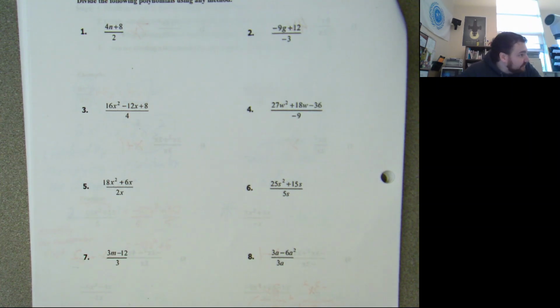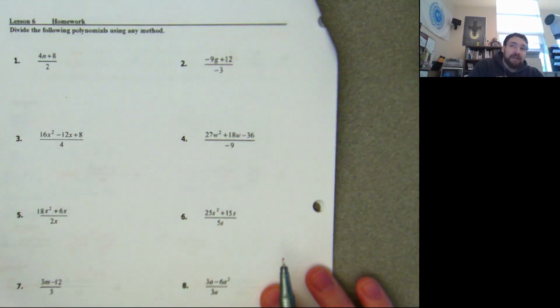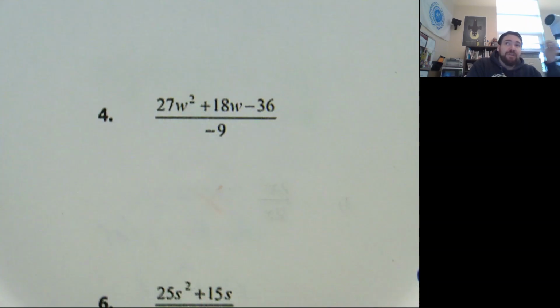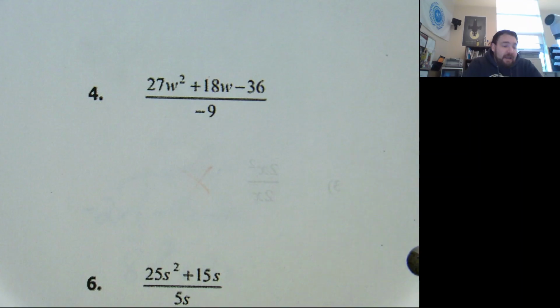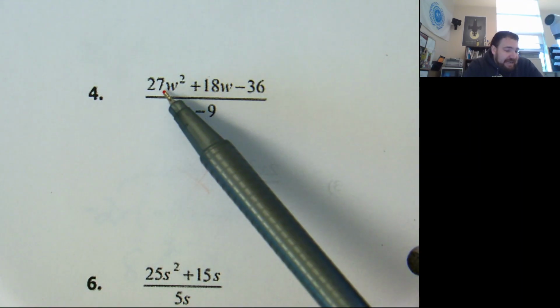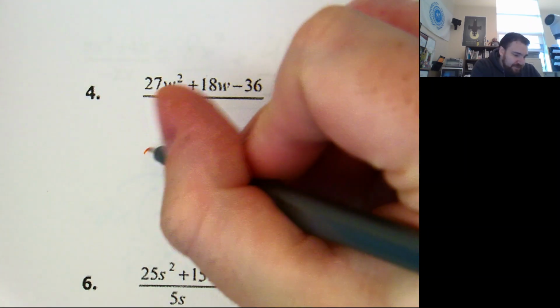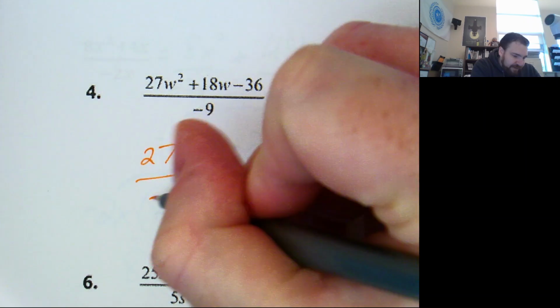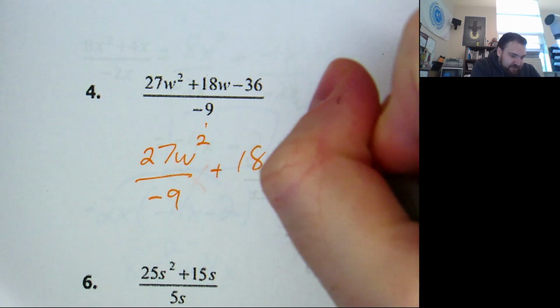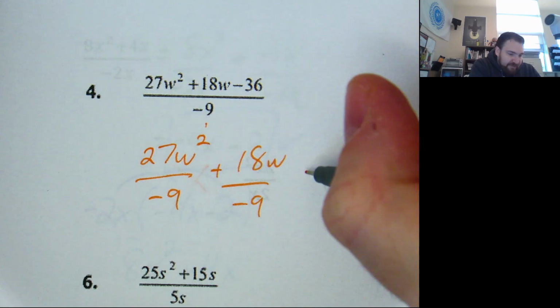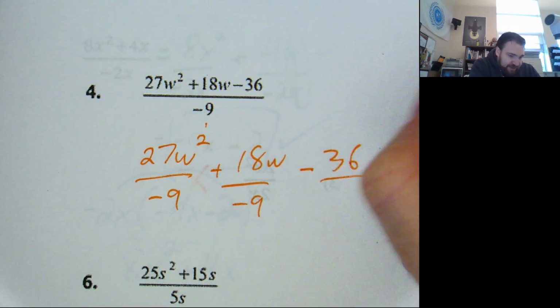Okay. Yes, they'll run. Number 4. Okay, let's do it. So the steps are the same. Take each term in the numerator, write it over the denominator. So it's going to become 27w squared over -9 plus 18w over -9 minus 36 over -9.